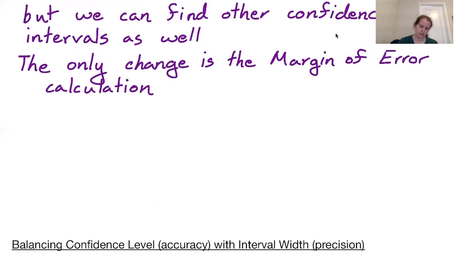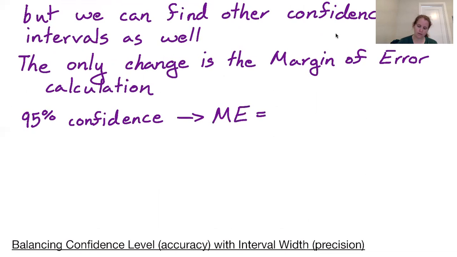All right, so for 95% confidence, the formula for margin of error is 1.96 times sigma sub p hat, our standard error. Again, that was 95% of data in a normal distribution fall within 1.96 standard deviations of the mean.